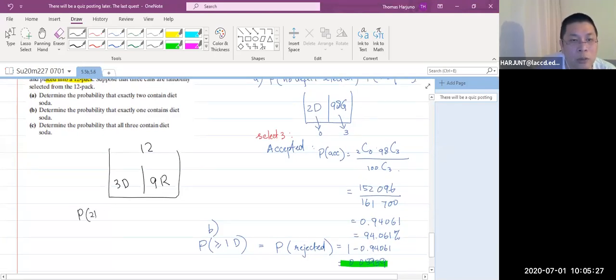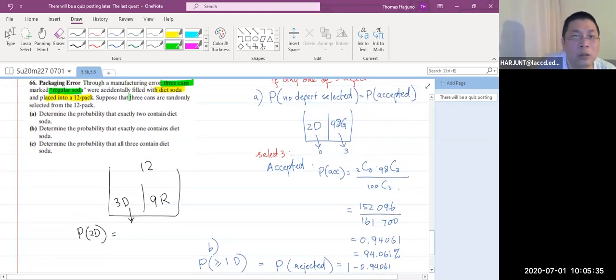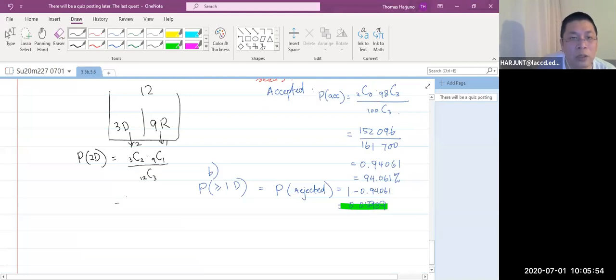Probability that 2 are diet means you need to select 2 from here. How many cans do we select? We select 3. So if 2 are from here, there must be 1 from here. There will be 3 choose 2 times 9 choose 1, over 12 choose 3. That's the probability combinatorics notation. That will be 3 times 9 over 220. So that would be 27 over 220.